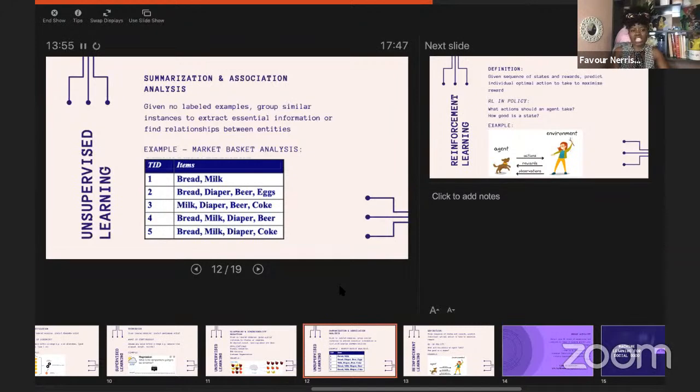Also, association analysis focuses on finding relationships between entities. So what is the probability of something given something else? A popular example of this is market basket analysis.